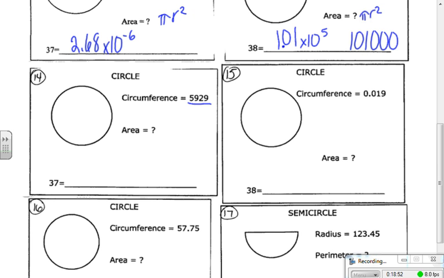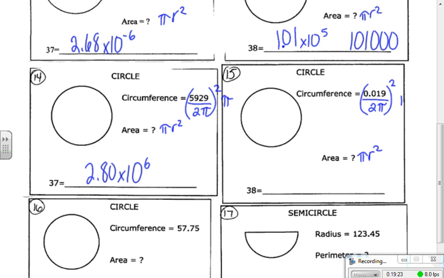Okay, the next couple of problems are the exact same type. You take your circumference, divide it by 2 pi, that gets you your radius. We want to do pi r squared, so we take our radius, square it, multiply times pi. And we get a value of 2.80 times 10 to the 6th. Same problem, 0.019 is our circumference. We divide it by 2 pi to find our radius. We want to do pi r squared. So we multiply the square of that radius times pi, and you end up with 2.87 times 10 to the negative 5th.